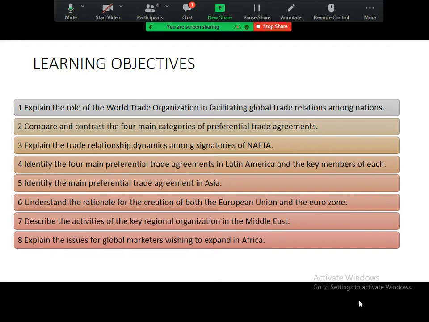Understand the rationale of the creation of both the European Union, that is EU, and the Eurozone. Then describe various activities of the key regional organizations in the Middle East, as well as explain the issues for the global marketers wishing to expand in the countries in Africa.